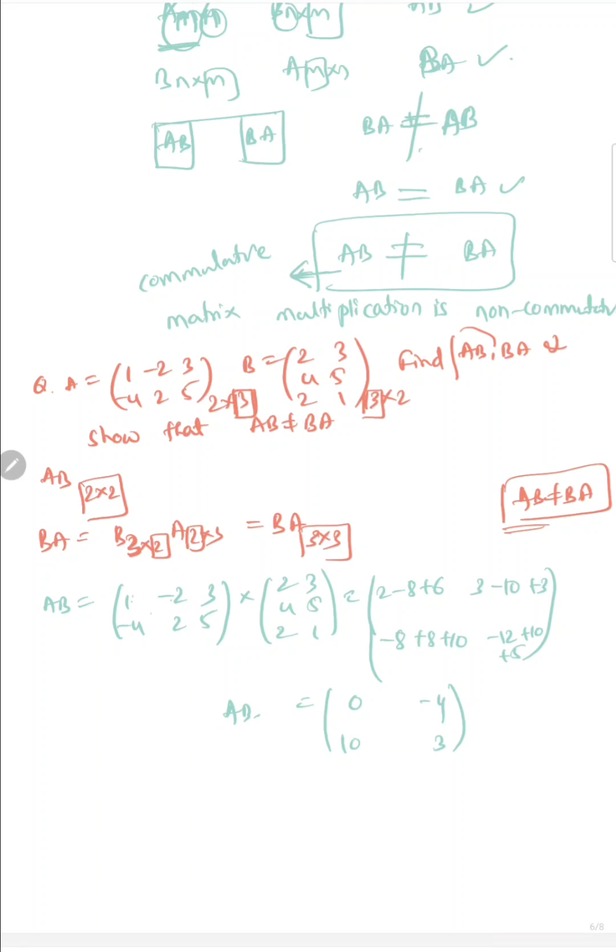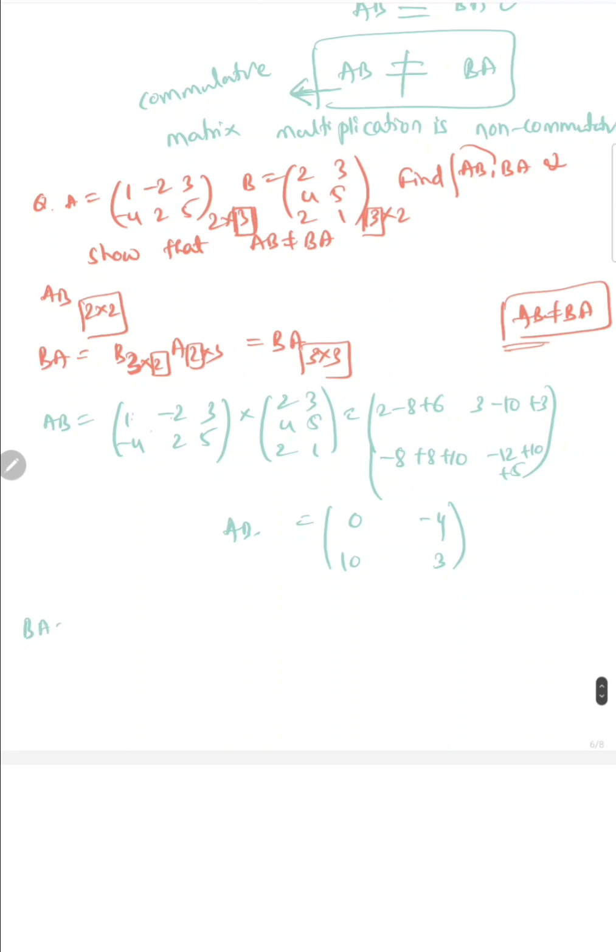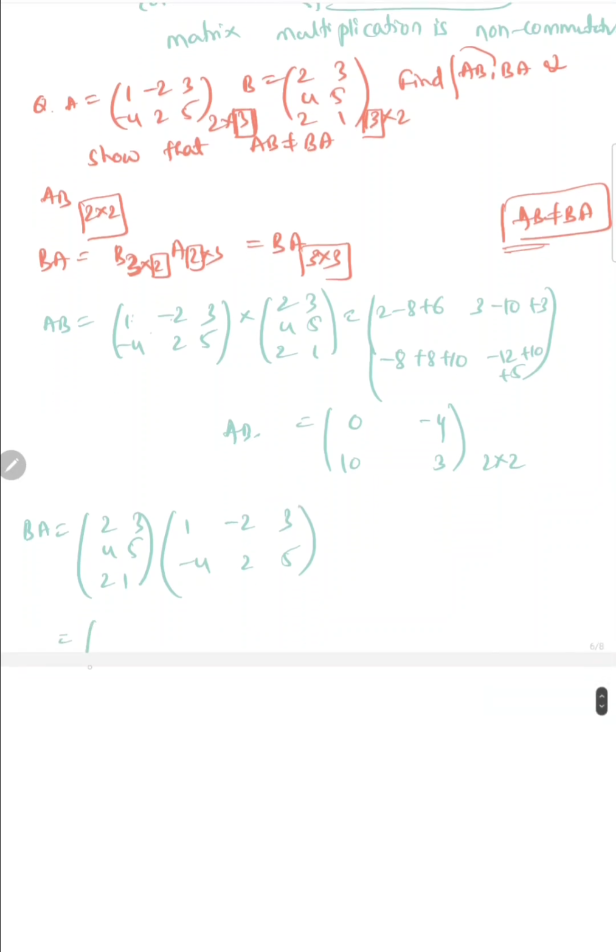Now we will see what B into A is. First we take B, [2 3; 4 5; 2 1], which is 3 by 2, and second A, [1 -2 3; -4 2 5]. Multiplying the first row with the first column, 2 into 1 is 2, 3 into -4 is -12. The first row with the second column, 2 into -2 is -4, 3 into 2 is 6. The first row with the third column, 2 into 3 is 6, 3 into 5 is 15. Second row, 4 into 1 is 4, 5 into -4 is -20; 4 into -2 is -8, 5 into 2 is 10; 4 into 3 is 12, 5 into 5 is 25.